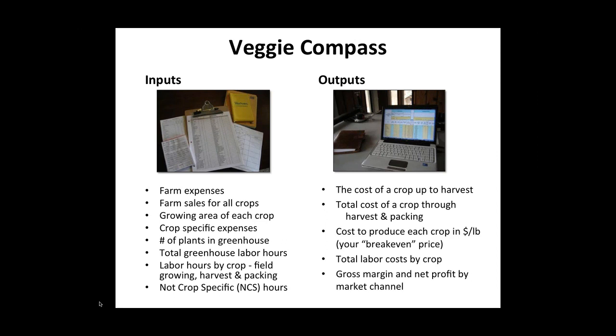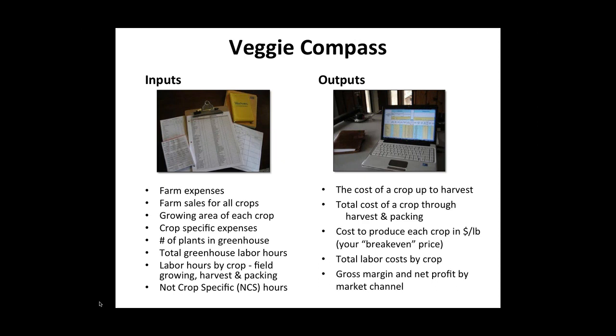versus direct seeded. You have to know the amount of labor hours you're putting in to growing those transplants in the greenhouse. You have to know the labor hours on your farm by crop, and not only by crop, but VeggieCompass asks you to segregate those hours by field growing hours versus harvest and pack hours. And then finally, certainly on all farms, there's hours spent during the day that couldn't be pegged to broccoli or carrots or radishes, but are not crop-specific hours, and VeggieCompass asks you to tabulate those as well.